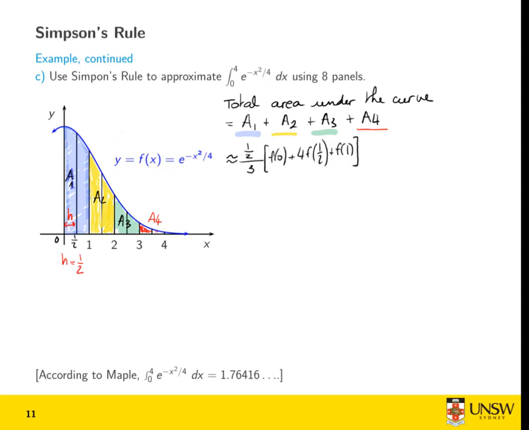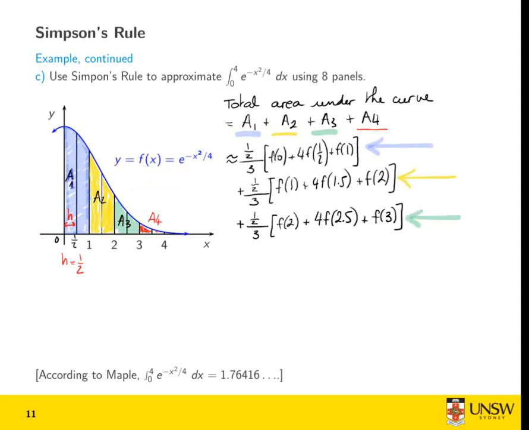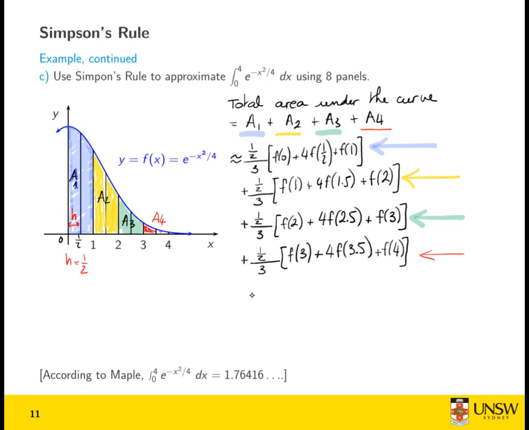Now let's look at A2, then A3, the green area, and finally we approximate A4. Again, image of the value on the left, 4 times the image of the midpoint, so here for A4 at 3.5, plus f of the right-hand side. And we notice that several terms appear in two sums. F of 3 is in these two, f of 2 is in both, f of 1 is in both. So let's add these four formulas.